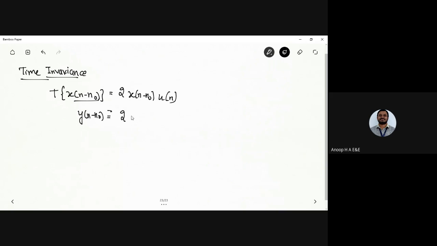I can have 2 times x of n minus n naught times u of n minus n naught there. So along with the input signal, if I have this output, you can see here the system, whatever you see, gives an output which is related to y of n minus n naught, and I have the input signal which is there like this. Whatever the input signal, if you see, it doesn't match.